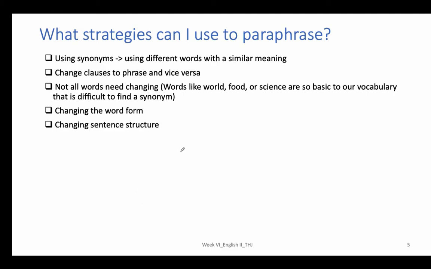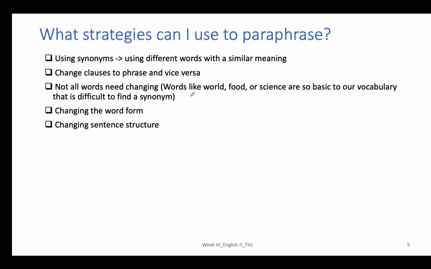And next one, what strategies can I use to paraphrase? Jadi apa saja yang bisa kita lakukan? Teknik-tekniknya apa yang bisa kita gunakan ketika kita ingin memparaphrase pendapat orang lain. The first one, you can use synonyms. So it means you can use different words with a similar meaning. Jadi pakai arti kata yang sama, itu yang pertama.